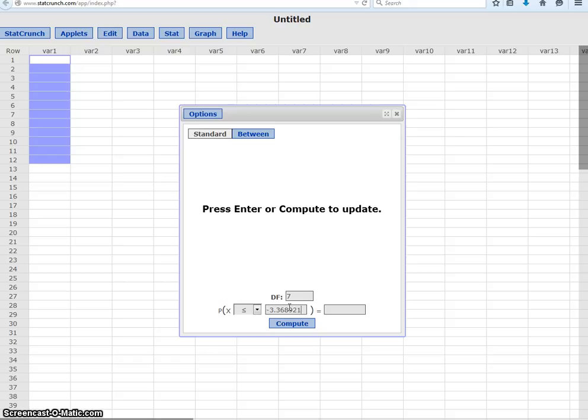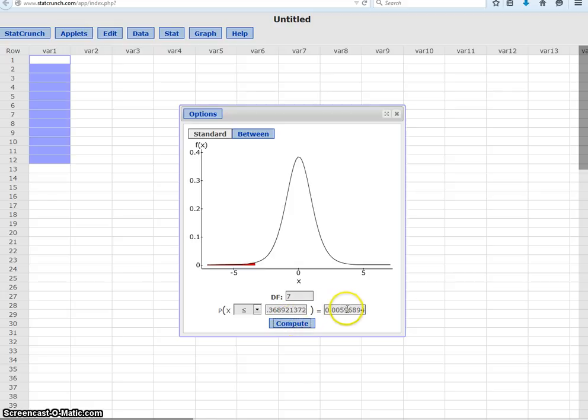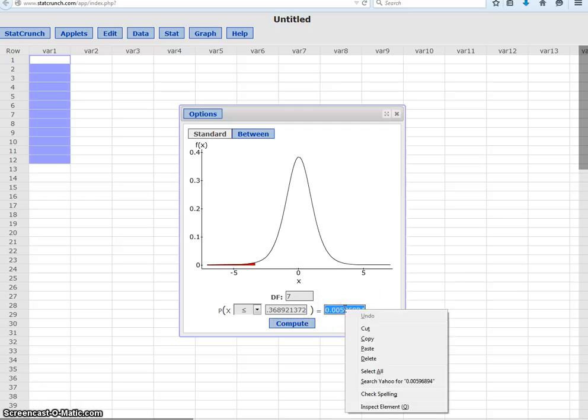3.36892, I don't know if you need to really put this in all the way to the last decimal place here, but just to put this in with what my calculator gave me, right, that should give you something like that. Let me just double check the numbers there. 6892, yeah, 137, and then just go ahead and click compute, and so you can see that the area there is relatively small, quite a bit smaller than your alpha.